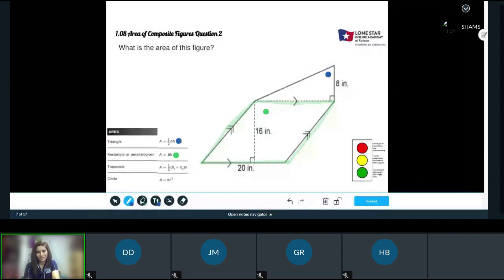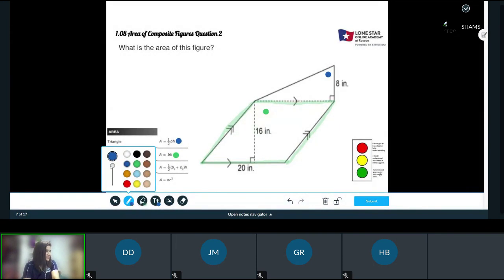Very good, Andre. Very good, JD. Let's go ahead, get started. Find these areas. Okay. Again, if I look at the triangle, the base of the triangle is missing.